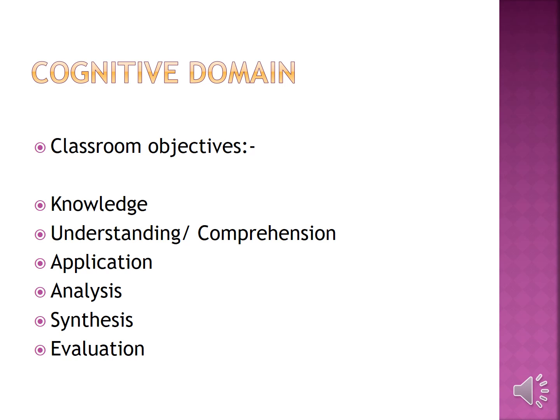They are classified again into two, roughly: classroom objectives or instant objectives, and the long-term goals or long-term objectives. Here you can watch these six things: knowledge, understanding or comprehension, then application, analysis, synthesis, evaluation. Out of these six, the first three are the classroom objectives, and the later three are the long-term goals or long-term objectives, for example analysis, synthesis, and evaluation.